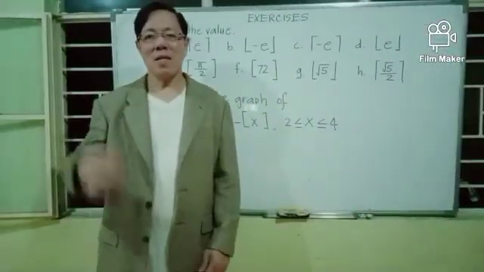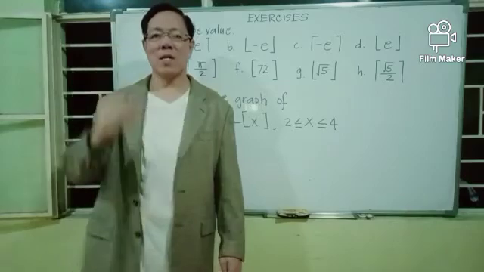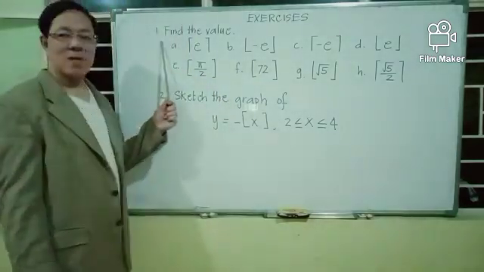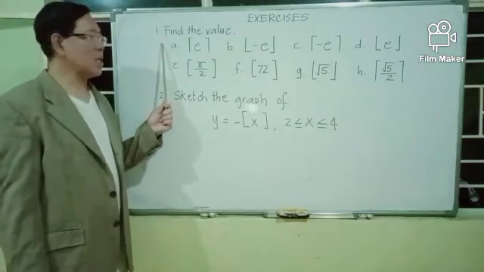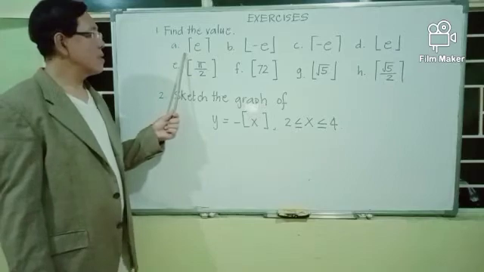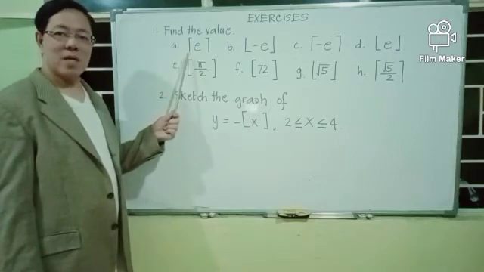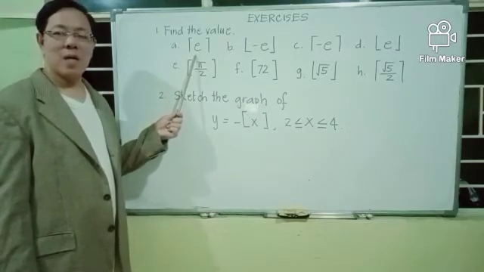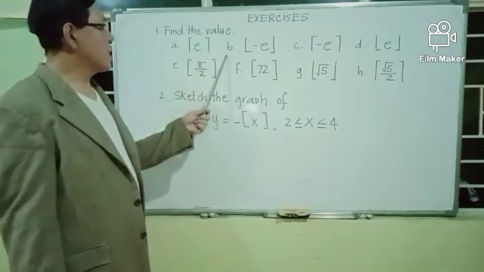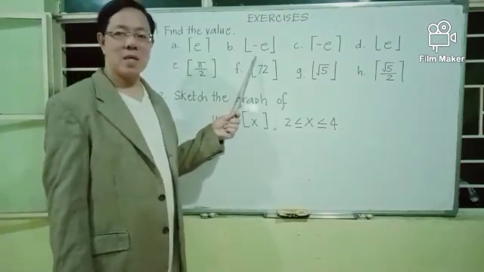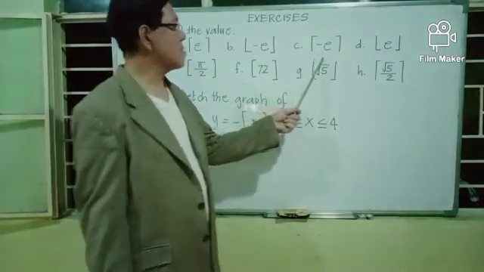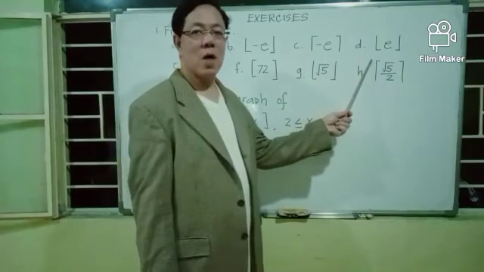For your practice and assignment, please try the following exercises. Number 1, find the value of each of the following. Letter A, you have the ceiling of e. e is an irrational number and it's approximately 2.7 something. B, you have the floor of -e. C, the ceiling of -e. D, the floor of +e.